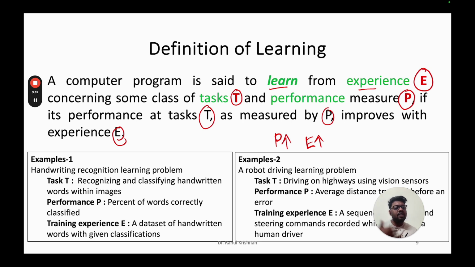Because you are getting trained on something, and you keep on doing the same, now you are able to predict the accurate result in the future. So that's the overall meaning of this particular definition for machine learning.